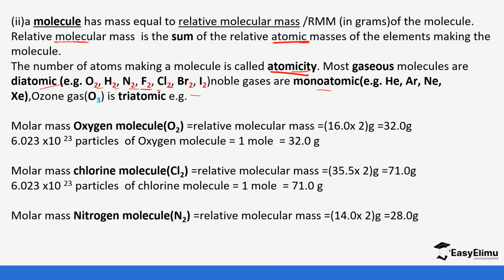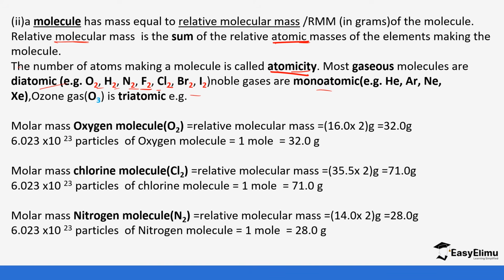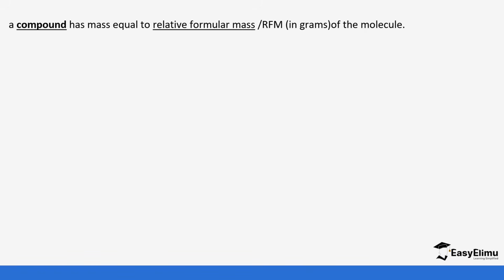The same case in nitrogen as well. So the atomic mass of nitrogen is 14. Since there are 2, you add them to give you 28. So 6.023 times 10^23 particles of nitrogen is equal to 1 mole, which is equal to 28 grams.